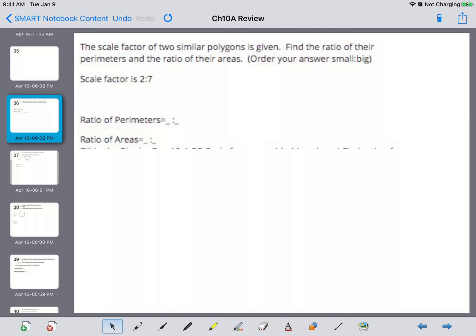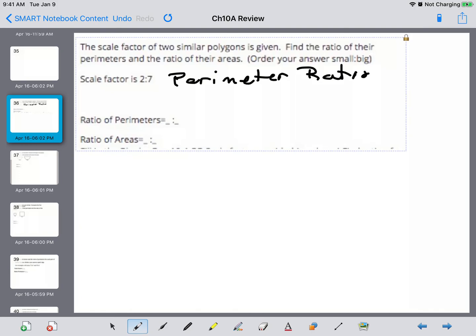First of all, a scale factor of two similar polygons is given. Remember, scale factor is the same as perimeter ratio. Matter of fact, scale factor and perimeter ratios are the same. Find the ratio of their perimeters and the ratio of their areas. They asked to do it small to big.